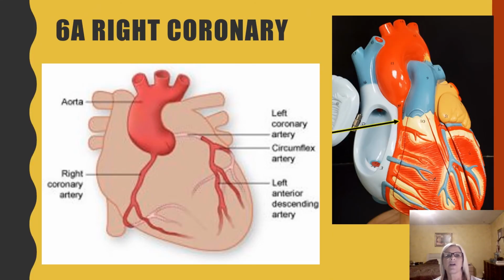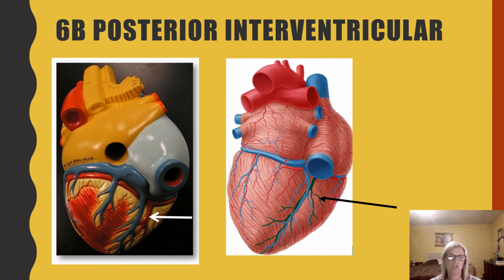Alright, the right coronary artery. This is the blood vessel that comes off of the aortic arch. You can see that here. Comes off of the aortic arch and goes down the right side of the heart, and it supplies the right atrium and the right ventricles. Posterior interventricular. So posterior means lower, inter between ventricles. So this is a branch of the right coronary artery that is in between the ventricles there, supplying either side.